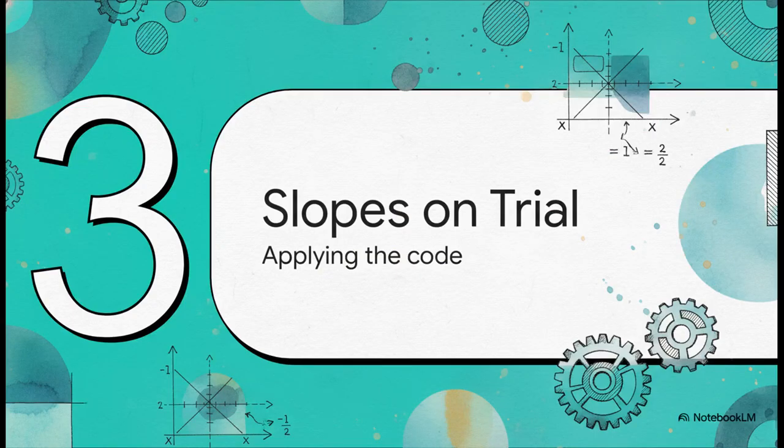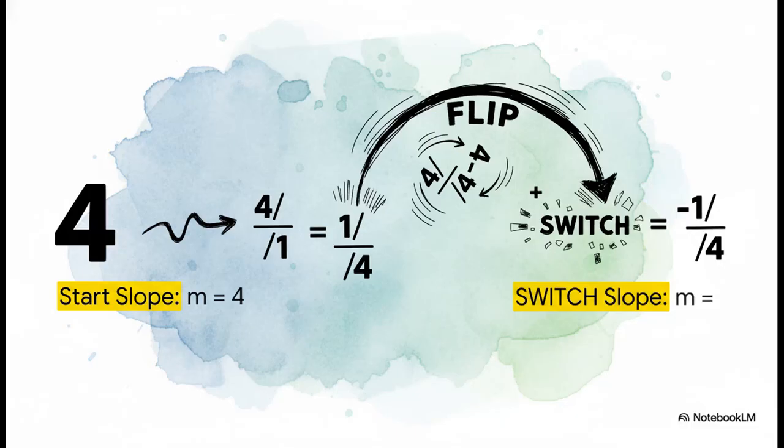Okay, enough theory. The best way to really get this is to just do it. Let's put our new secret code on trial and run through a couple of examples. Let's start with a whole number, something like 4. You might be thinking, how do I flip that? It's not a fraction. But it is. Just think of 4 as 4/1. Now apply the code. Step 1, flip it. 4/1 becomes 1/4. Step 2, switch the sign. It was positive, so now it's negative. And there you go. The perpendicular slope is -1/4.